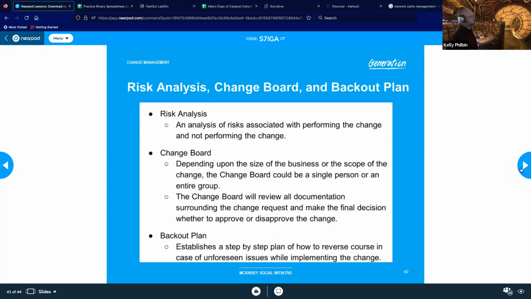All right, risk analysis. If we're going to perform any kind of major change, we need to perform what's called a risk analysis. What are the risks associated with making this change? What could possibly go wrong if we make this change? What would be the negative effects if we don't make this change? So if we choose to stay where we are, what would be the negative effects?